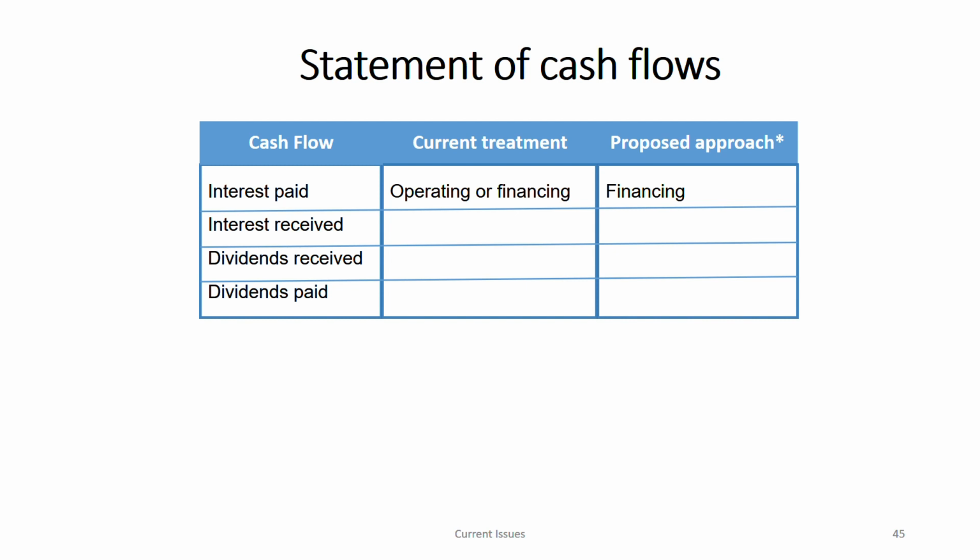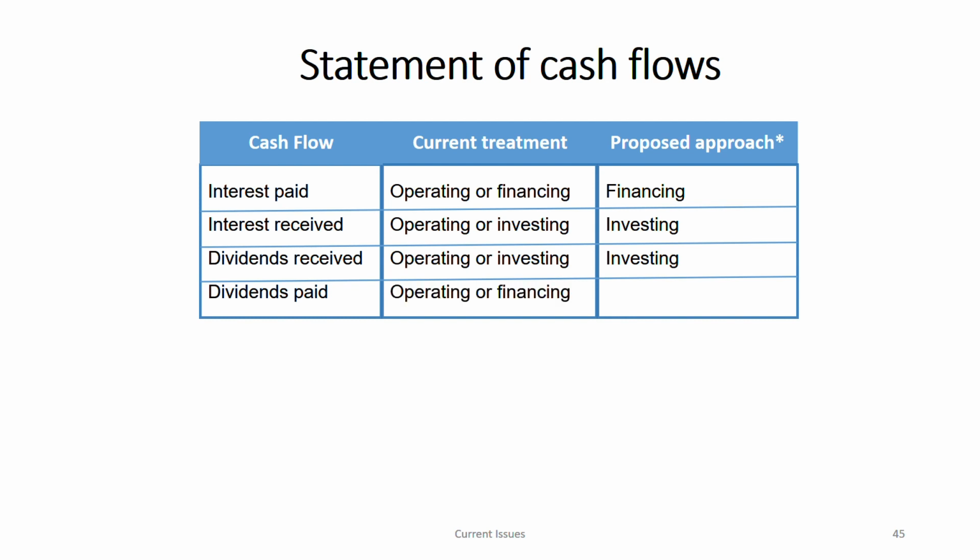Second, interest received. Interest received is currently operating or investing. It's not financing anymore. Operating will remain, okay. Interest paid or received can be operating, but if it's paid, financing, if it's received, investing. But the proposed approach is to take it as investing. If it's dividend received, same. Whether it is interest received or dividend received, the current treatment is operating or investing, and the proposed approach is investing for both. So this way it becomes very easy. You don't have to remember what is what. If it's received, investing. If it's paid, it's financing.